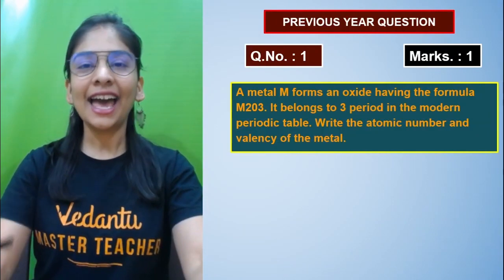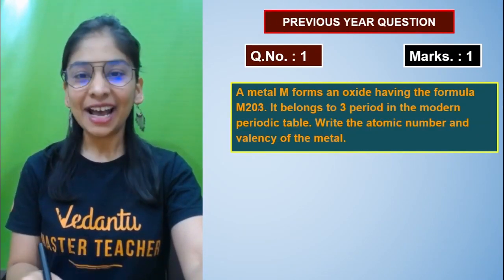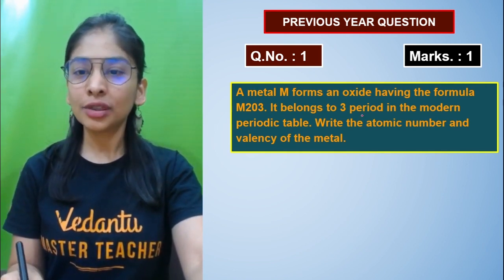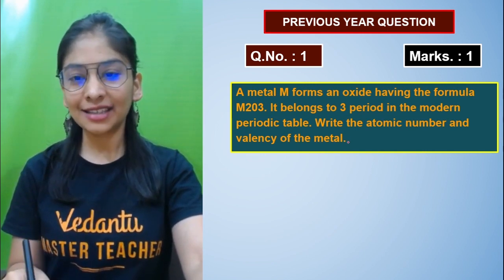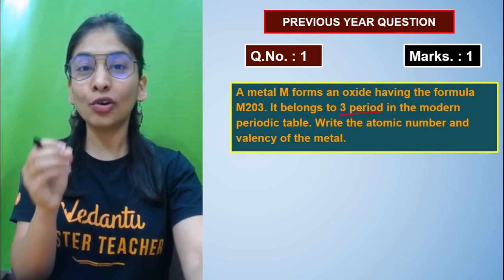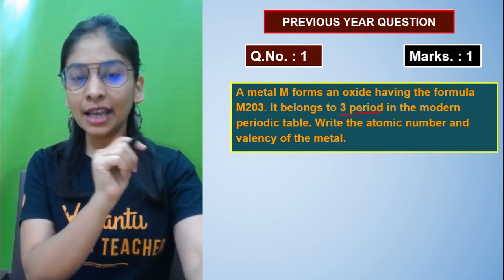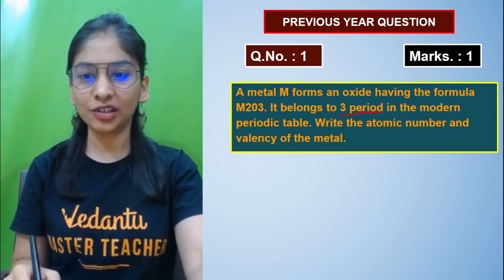Yes, students. Let's start with question number 1. A metal M forms an oxide having the formula M2O3. It belongs to the third period in the modern periodic table. Write the atomic number and valency of the element. So the very first hint: you have to capture all the important information that is given in the question, and you can always highlight it, maybe with the help of a pencil, you can underline those important things.